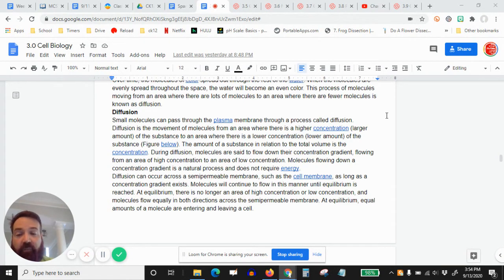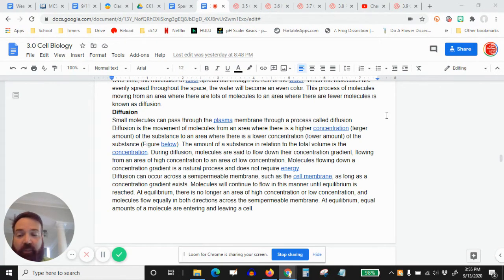During diffusion, molecules are said to flow down their concentration gradient, flowing from an area of high concentration to an area of low concentration. Molecules flowing down a concentration gradient is a natural process and does not require energy. Diffusion can occur across a semi-permeable membrane, such as a cell membrane. As long as the concentration gradient exists, molecules will continue to flow in this manner until equilibrium is reached.